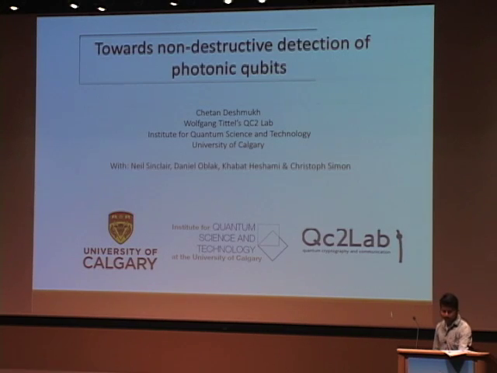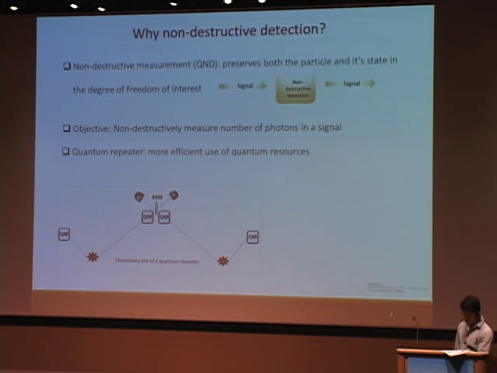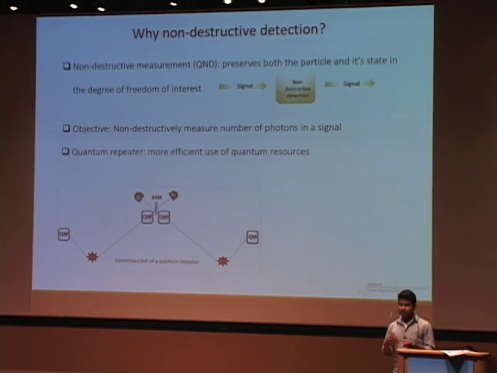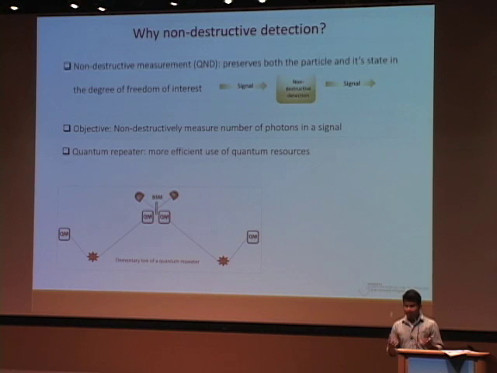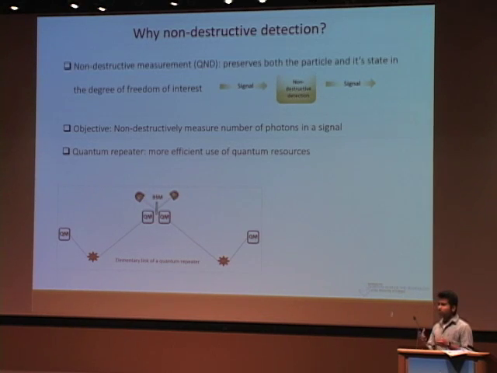So to first start off with what a non-destructive measurement is, it is essentially a measurement that preserves both the particle as well as its state. So you perturb the system in such a way so as to not disturb the variables that are of interest to you. So if you consider a signal on which you want to do your non-destructive measurement, you undergo this measurement and end up obtaining both the particle at the end of the measurement as well as the state in whatever state was encoded into it.